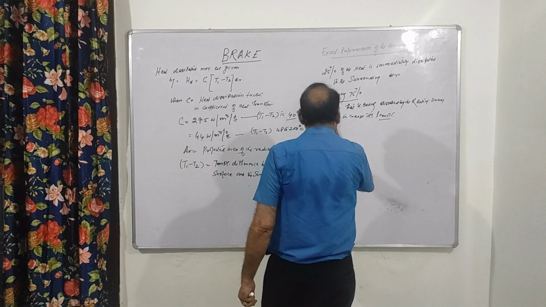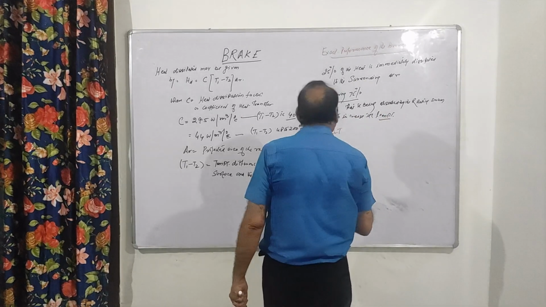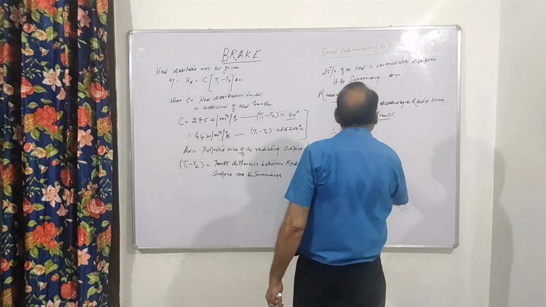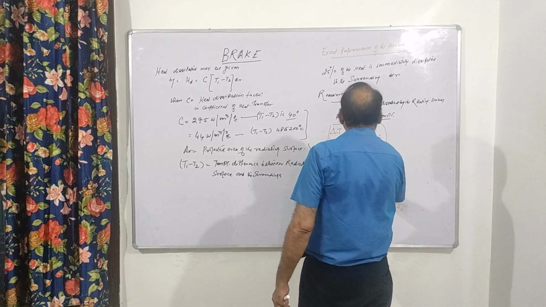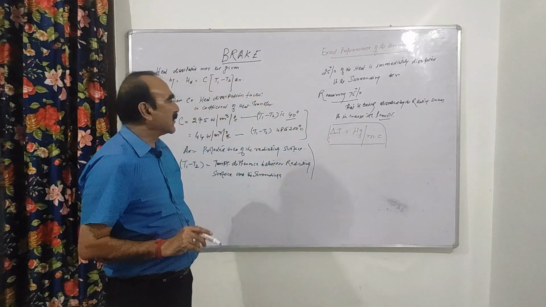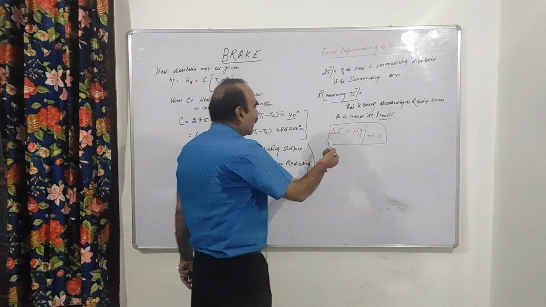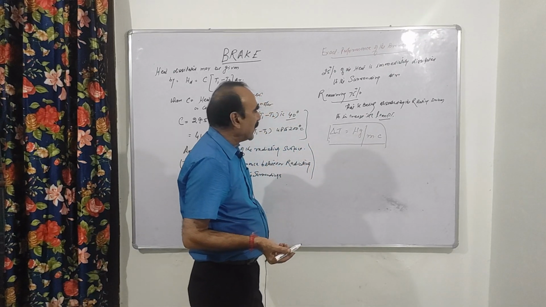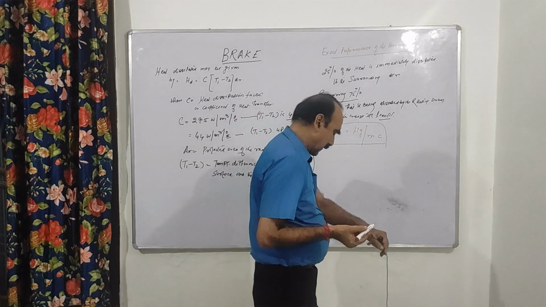Here we have to calculate the increase in temperature. So delta T is equal to Hg divided by M into C. This is the rise in temperature in the rotating drum, where Hg is the energy absorbed, M is the mass of the drum, and C is the specific heat.